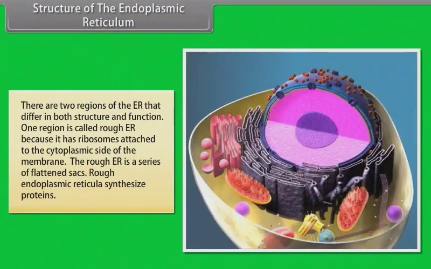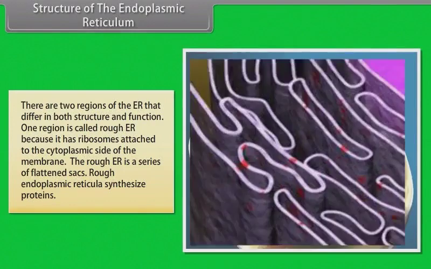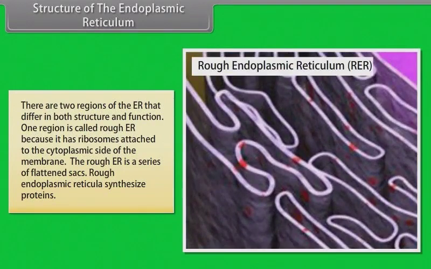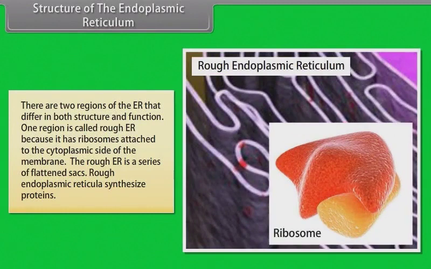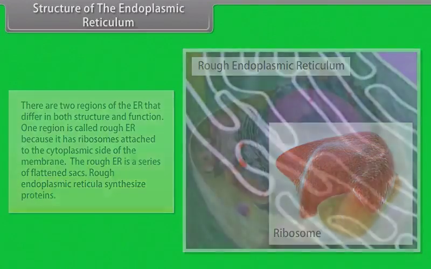There are two regions of the ER that differ in both structure and function. One region is called rough ER because it has ribosomes attached to the cytoplasmic side of the membrane. The rough ER is a series of flattened sacs. Rough endoplasmic reticula synthesize proteins.